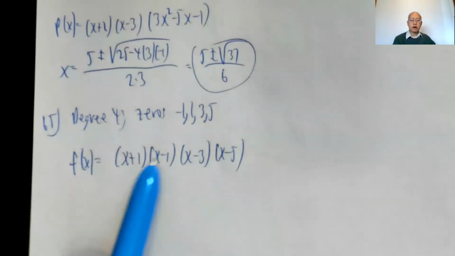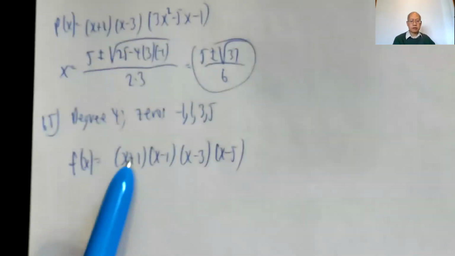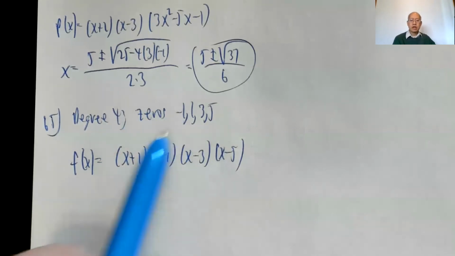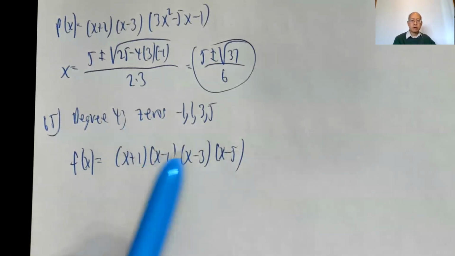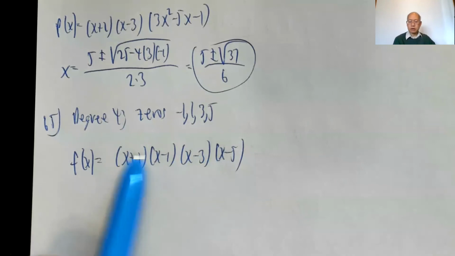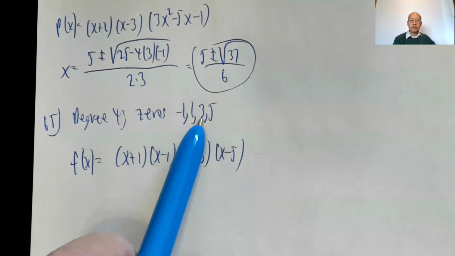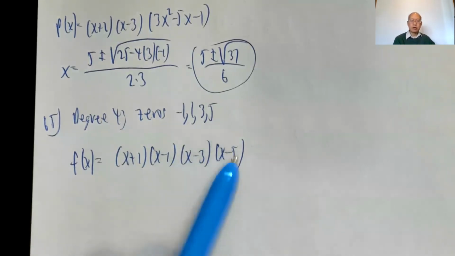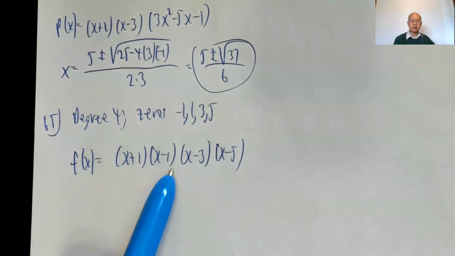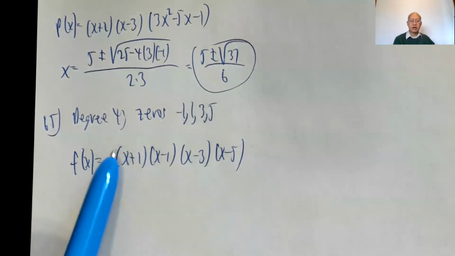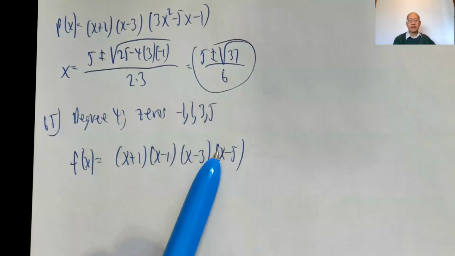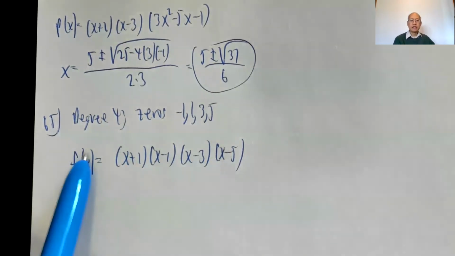Plug in -1 to all 4 of these. -1 plus 1 is 0, so that wipes the rest out. If you plug in 1 here, here, here, and here, well, this one's 0, and 0 times the rest is 0. If you plug in 3 here, here, here, and here, this one's 0, so 0 times the rest is 0. And likewise, if you plug in 5, well, 5 minus 5 is 0, so you don't care about all that. The answer is going to be 0.